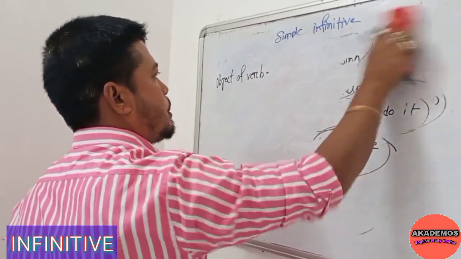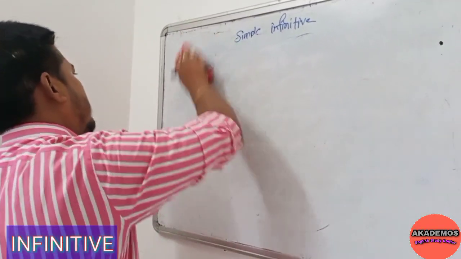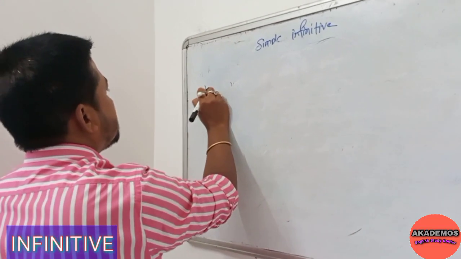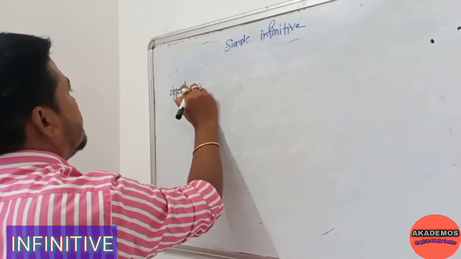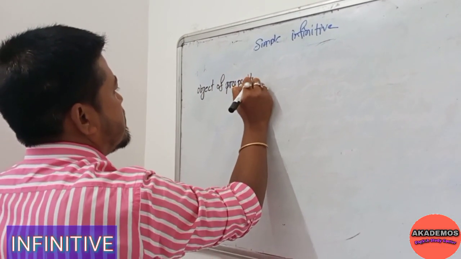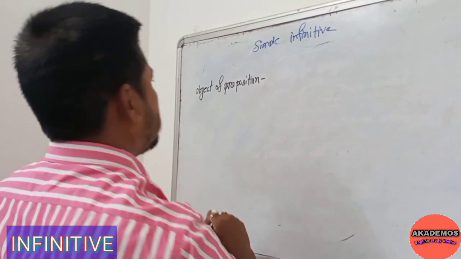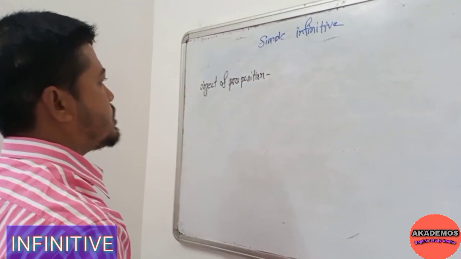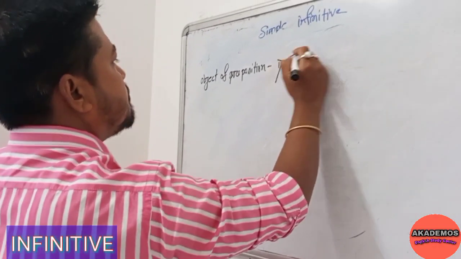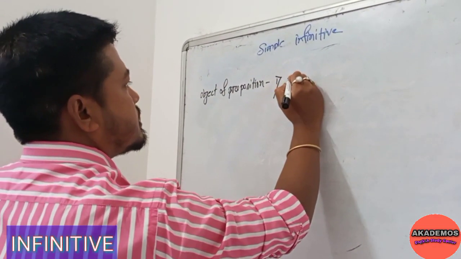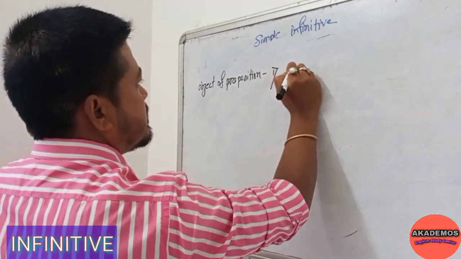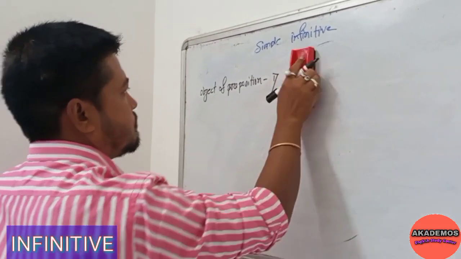Now, next one. What is the next one? Subject of verb, object of verb, object of preposition. What is object of preposition? That means the infinitive will be used after a preposition. How will be the example? So see the example. He is about. The old man is about to die.